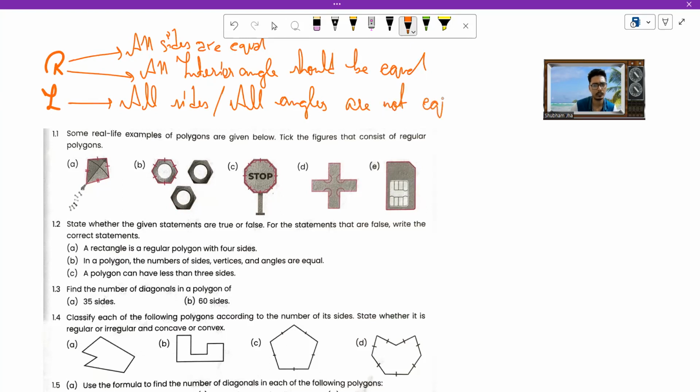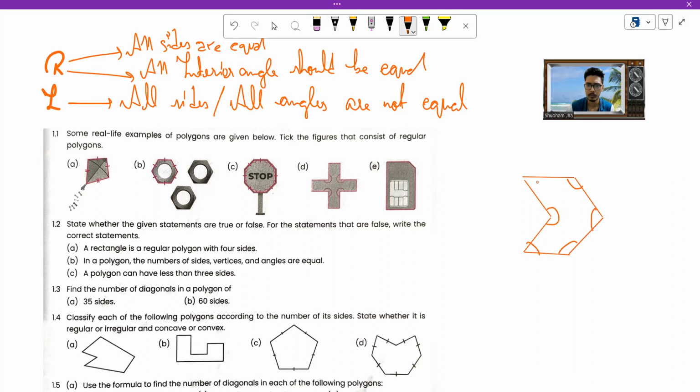Not equal. What is the actual meaning of this? Suppose I draw an irregular polygon like this. Let's draw an irregular polygon of equal sides. This is my irregular polygon of equal sides. All sides in this polygon are equal. But is this a regular polygon? If you look at the measure of the angles, they are not equal.